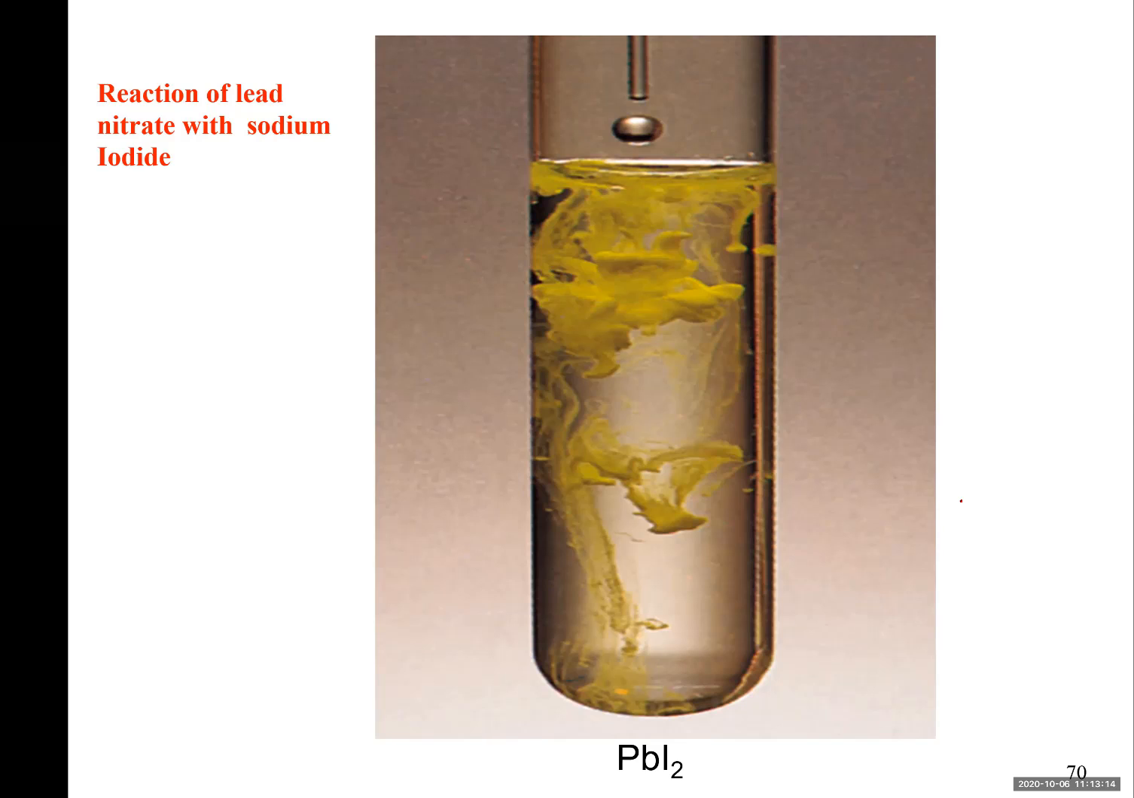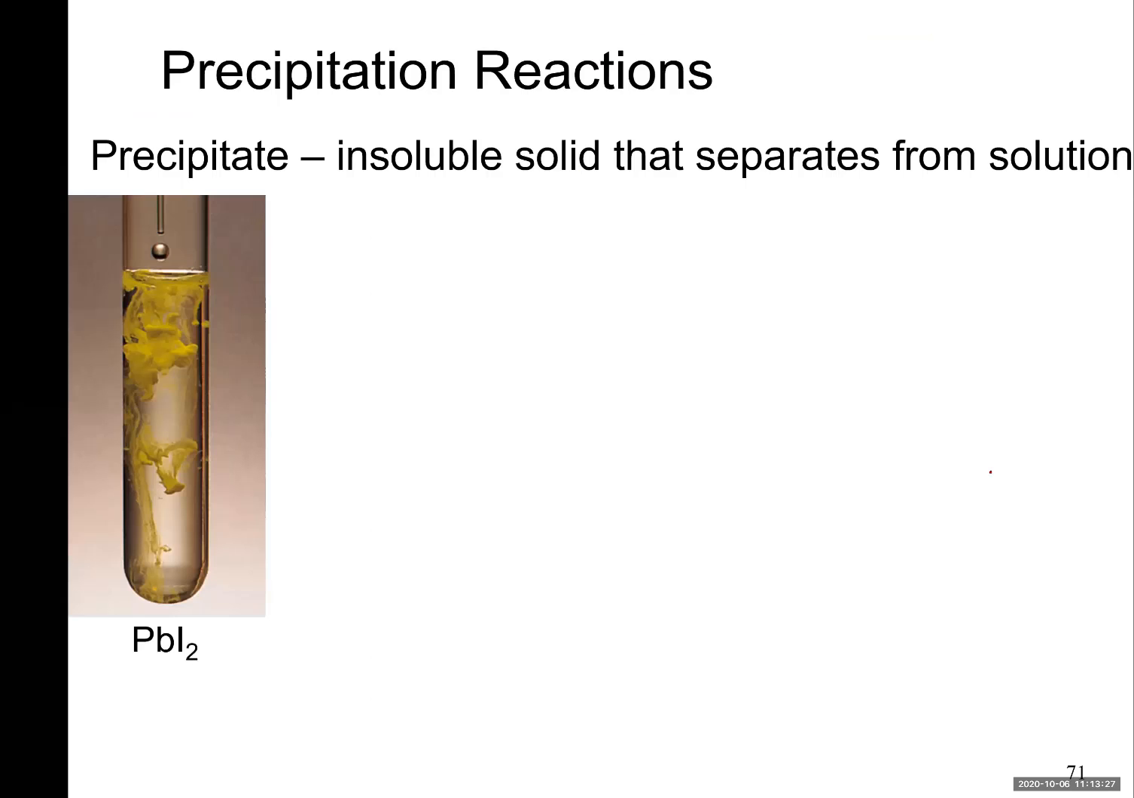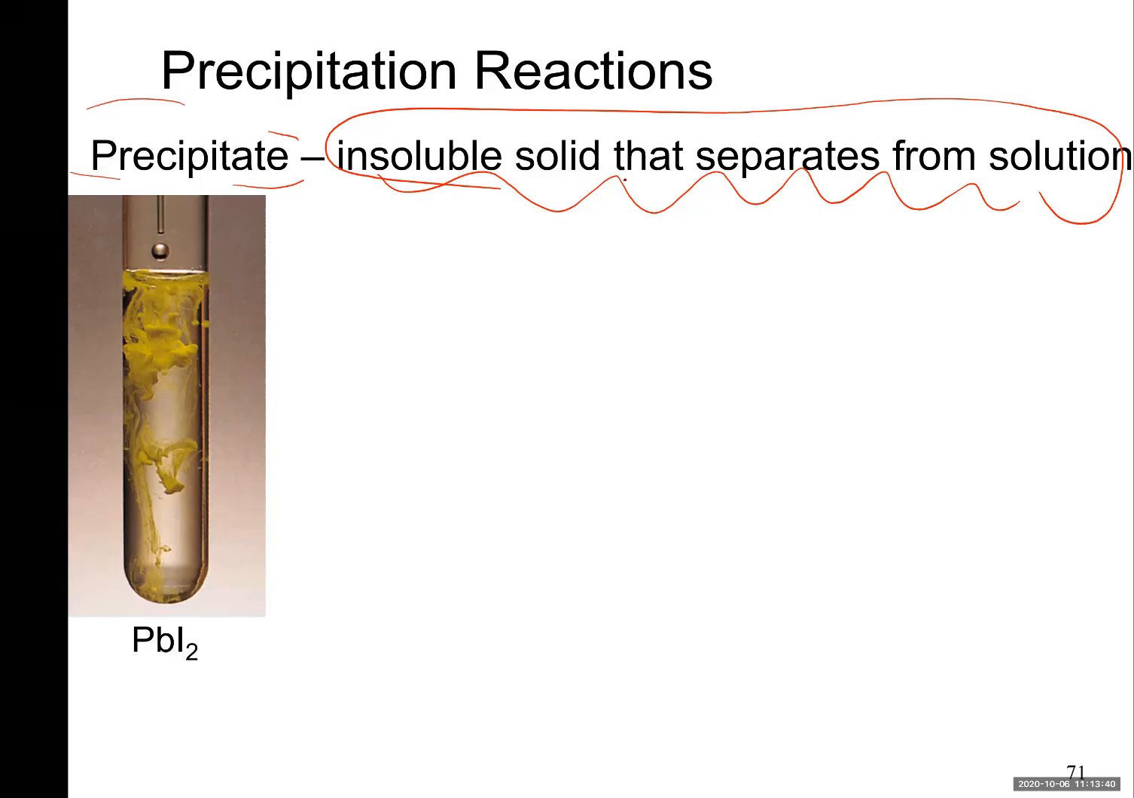Going back to precipitation reactions, I would like to talk about them in more detail, and then I will go back again to redox reactions. What is the definition of a precipitation reaction? It's a reaction which results in the formation of an insoluble solid, as you see here.